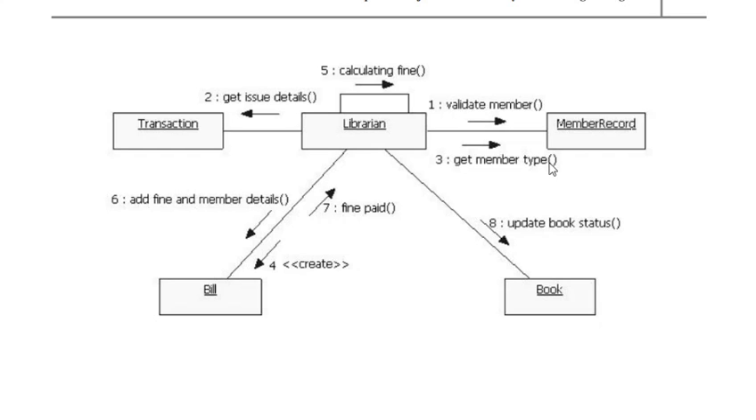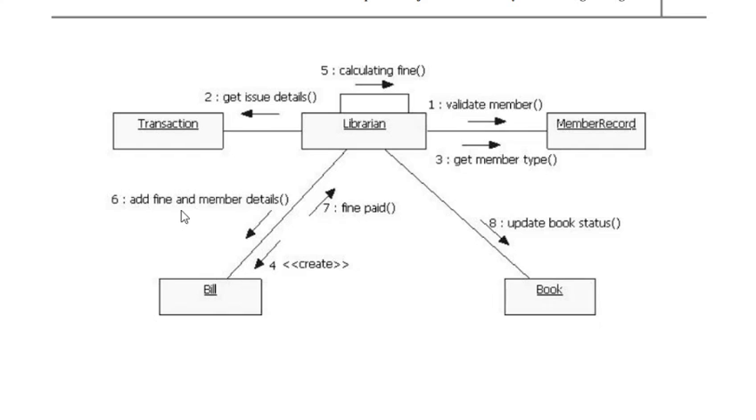In case a member is a teacher, or in case a member is a student, there might be different types of rules that may be associated with different types of users. So the librarian gets the member type. Now once the librarian gets the member type, the librarian will attempt to create a bill that will highlight the fine that the member has to pay related to the book that the member had issued and now wants to submit. Then the librarian calculates the fine, right?